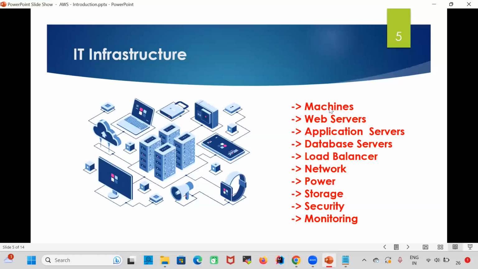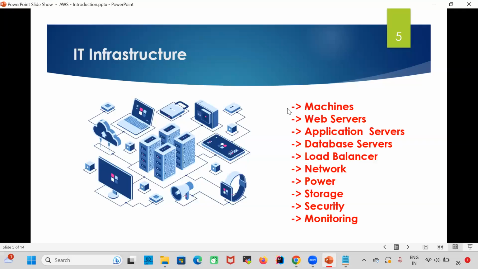I mean to say, we need machines, we need servers, we need web servers, we need application servers, we need database servers, we need load balancers, we need a network for our computers, we need a building, we need power for that building, we need storage for our project, we need security for the project, and 24/7 we need to monitor our infrastructure and we need to monitor our application.